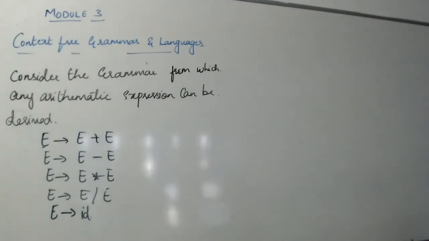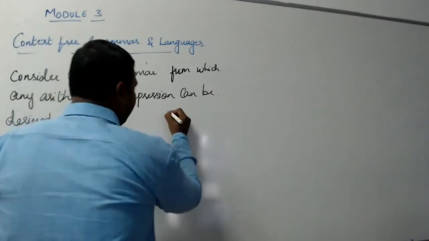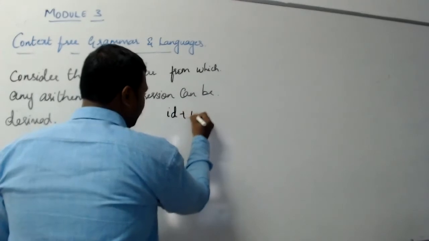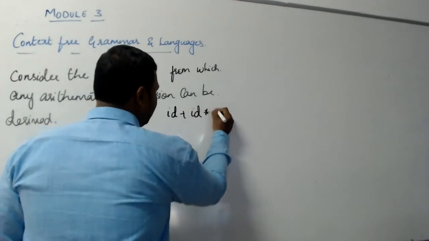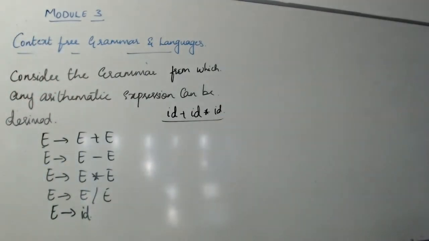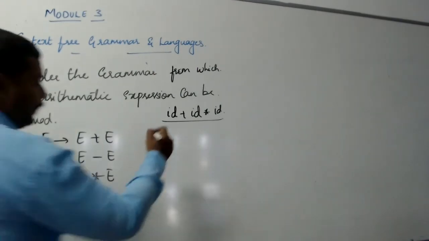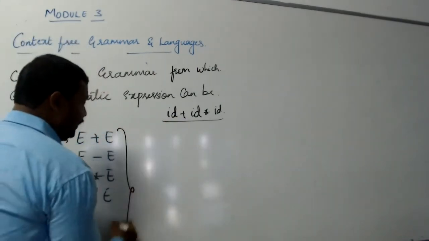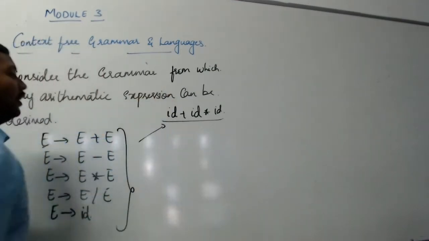So we need to take an arithmetic expression, a simple one: id plus id star id. So id plus id star id, right? Using this grammar I need to derive this particular string.